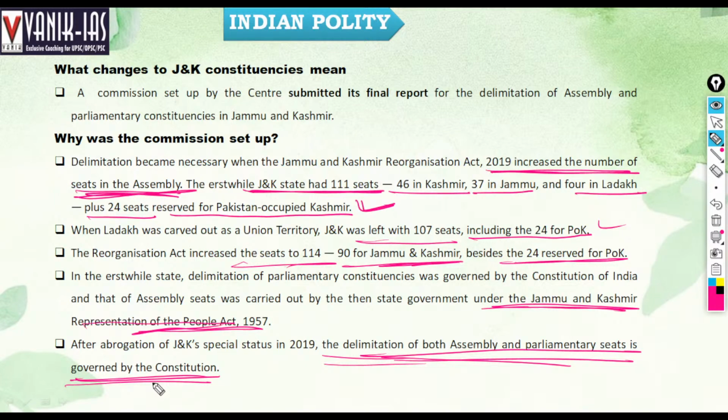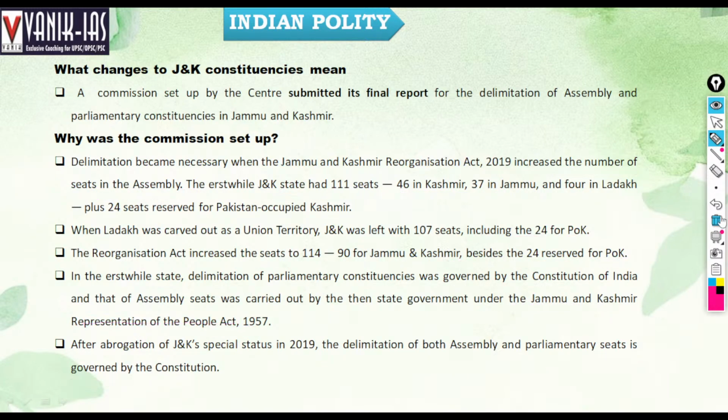Why? Because there is a new act, the Jammu and Kashmir Reorganisation Act 2019, which has increased the number of seats in the assembly. As the number of seats increased from 107 to 114, we needed delimitation. And this will be done according to the Indian Constitution as of now, because in 2019 the abrogation of Article 370 happened. So it's like any other ordinary state of India.